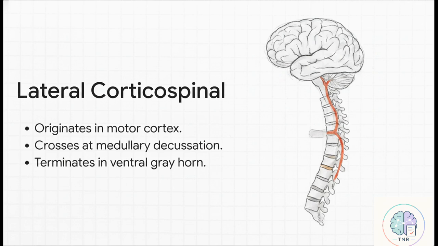About 90% of these fibers literally cross over, or decussate, at the lower medulla to become the lateral CST. They finally travel down the cord to terminate on lower motor neurons right in Rexed lamina 9. You have to remember that crossing point in the medulla. It is the absolute key to localizing motor weakness.